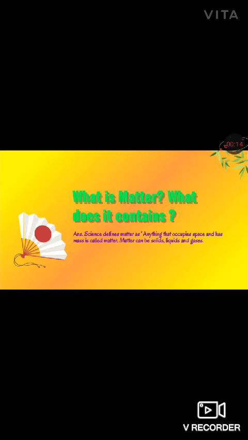Anything that occupies space and has mass is called matter. And matter consists of small particles called atoms and molecules. The three states of matter are solids, liquids and gases.